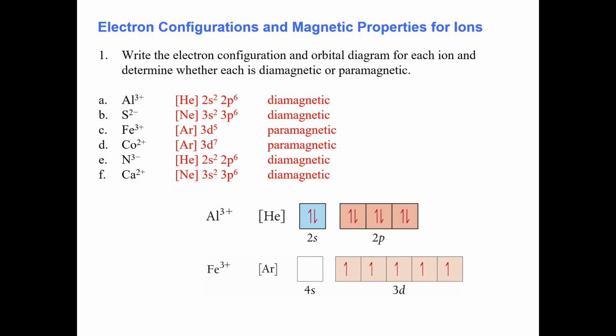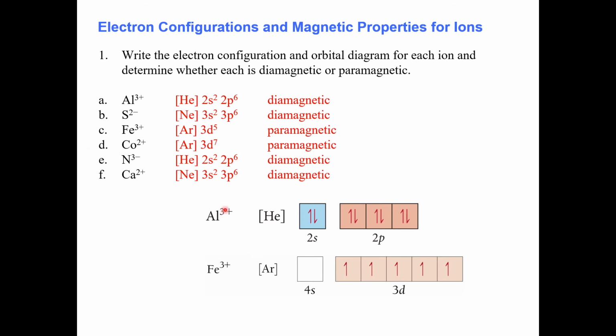Okay, so here are two examples of the orbital diagrams. We have Al3+, and we can see that all of the electrons are paired up. We don't have to draw the electrons here because they would have to be paired up if we moved on with the rest of the orbitals, following the Aufbau principle. Now with Fe3+, we saw this earlier. There are no electrons in 4s, so we have to draw the electrons in 3d, and we see that they're all unpaired. So Fe3+ would be paramagnetic, Al3+ would be diamagnetic.